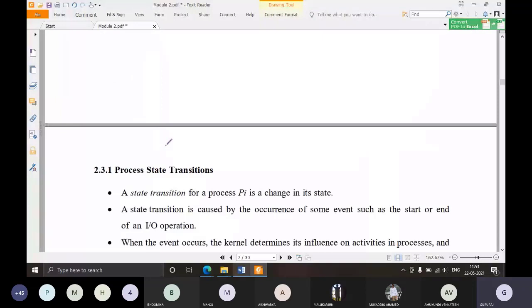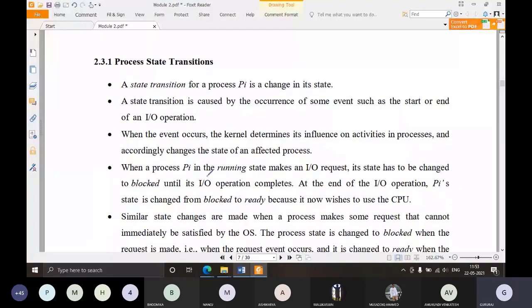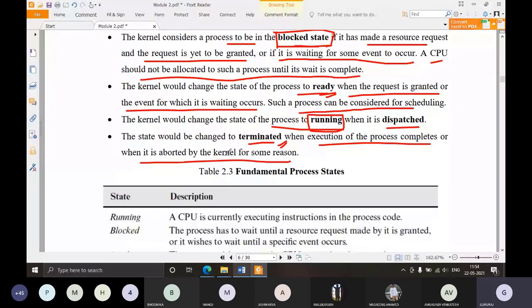So next we'll talk about process state transitions. We discussed process states, which are the various states possible. Now we'll discuss process state transitions. So how do they transit? That is how the change in state takes place, whatever we talked about just now.